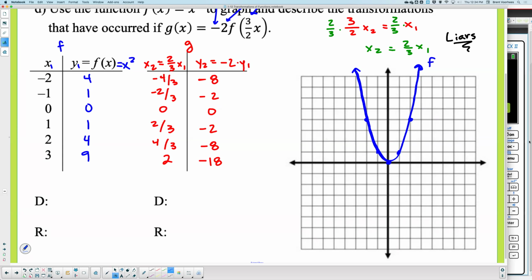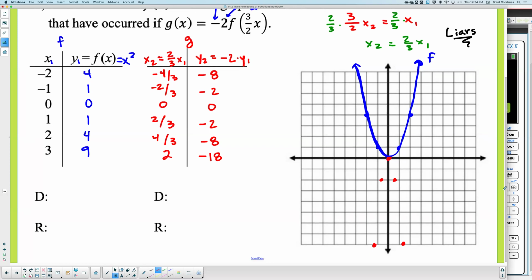Now, when I graph up the transformed functions, negative 4/3, that's like negative 1.3. Go to negative 1.3, I need to go down 8. That's all the way down here. Negative 2/3, that's like negative 0.6, and then 2 down. 0, 0, 1, 2/3, comma, negative 2, and then 4/3, negative 8. That's right down here. Connect those and you'll have your graph of G.